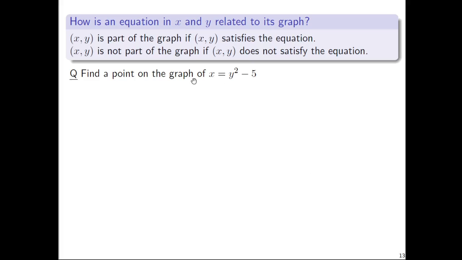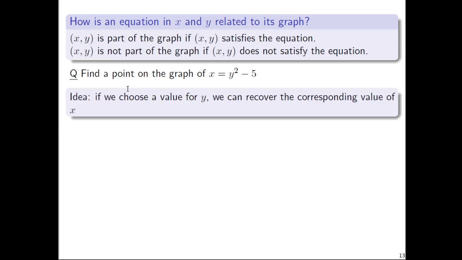So let's take this key idea again, and we're going to work with this even more and ask the question. We're going to look at the following task. The task is, find a point on the graph of x equals y squared minus 5. So here's the idea. If we choose a value for y, then based on that choice for y, we can recover the corresponding value of x.